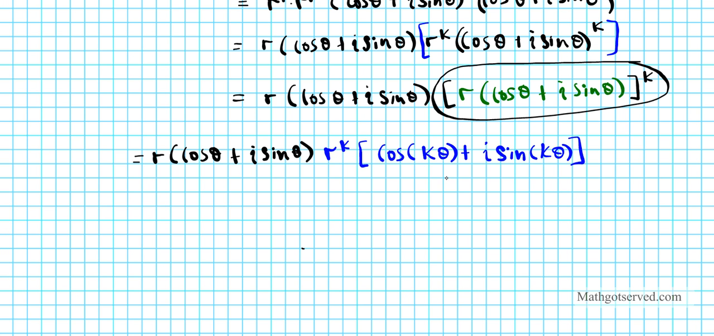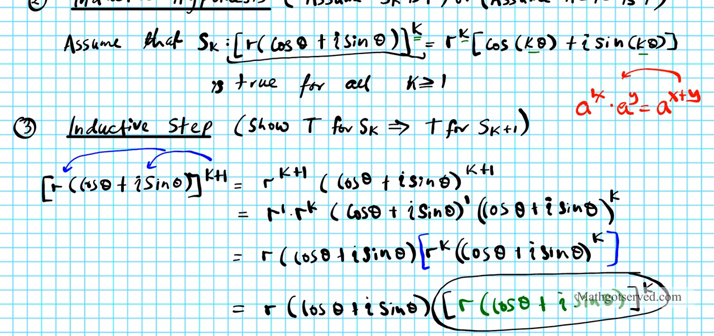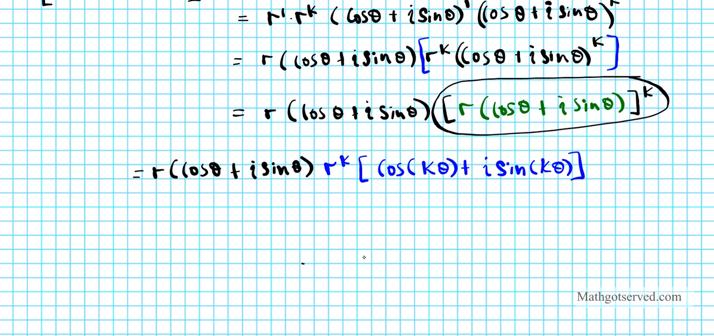Okay, now looking better, we're going to try and see if we can make this look like the right side of our inductive hypothesis with k plus 1 substituted instead of k. All right, so what I'm going to do first, I'm going to use the commutative property of multiplication to regroup my terms here. So I'm going to write this as r to the 1, commute this r to this right here, r to the k, and then times cosine theta plus i sine theta times cosine k theta plus i sine k theta.